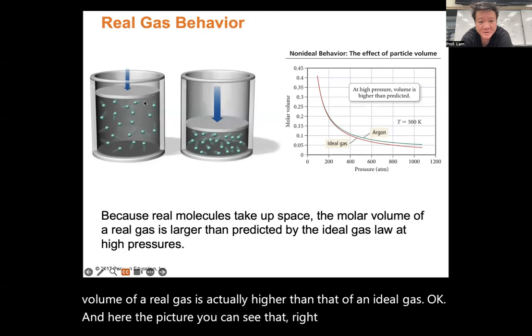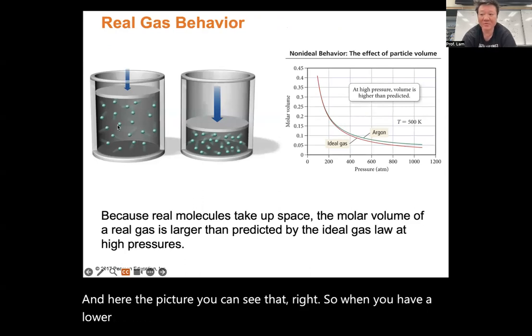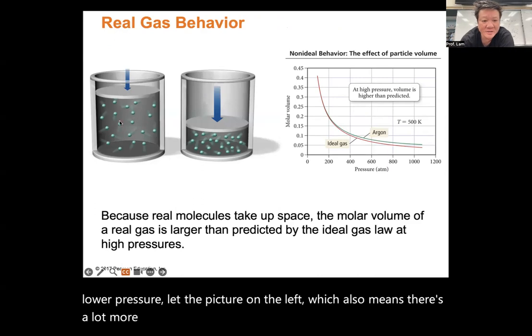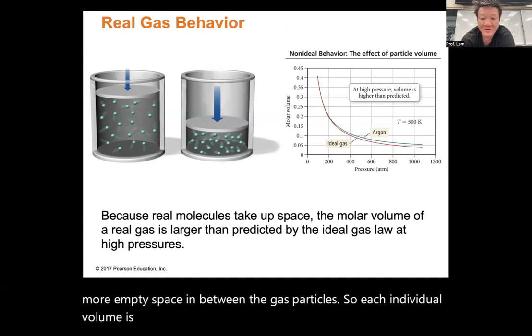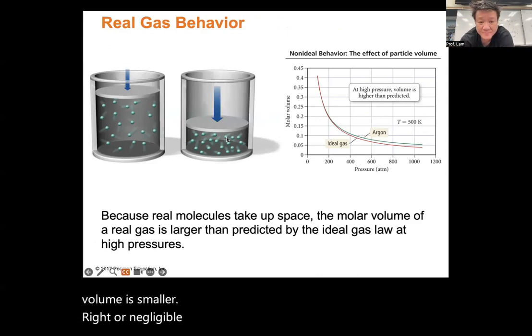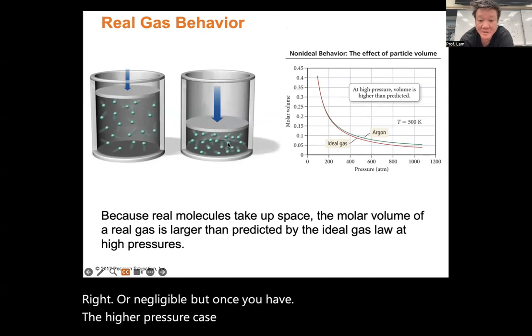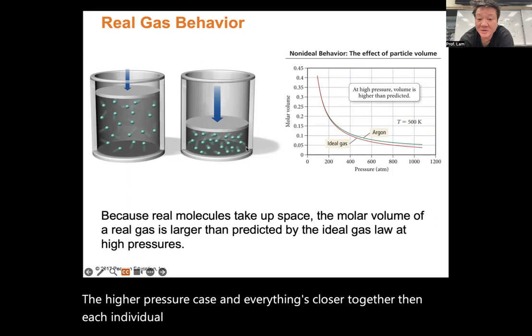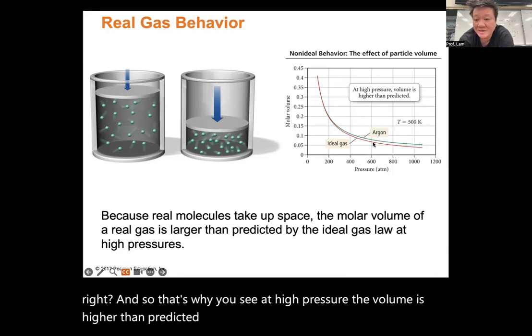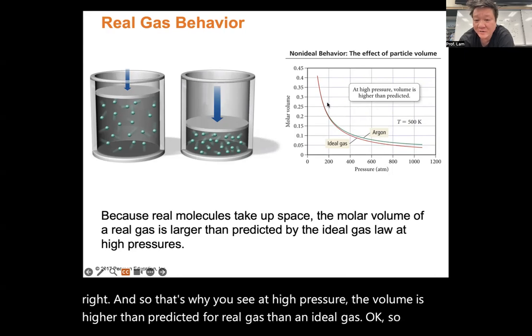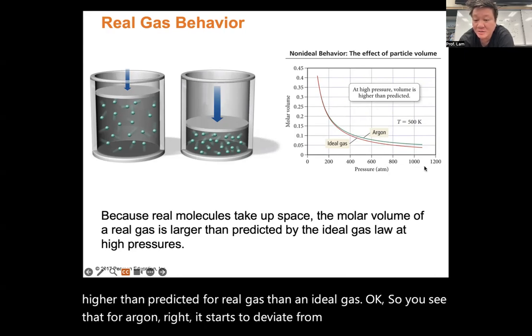So when you have a lower pressure, the picture on the left, which also means there's a lot more room, right? There's a lot more gas space. There's a lot more empty space in between the gas particles. So each individual volume is smaller, right? Or negligible. But once you have the higher pressure case and everything's closer together, then each individual volume of the gas particles now counts for more, right? And so that's why you see at high pressure, the volume is higher than predicted for a real gas than an ideal gas. Okay, so you see that for argon, right? It starts to deviate from ideal gas as you increase the pressure.